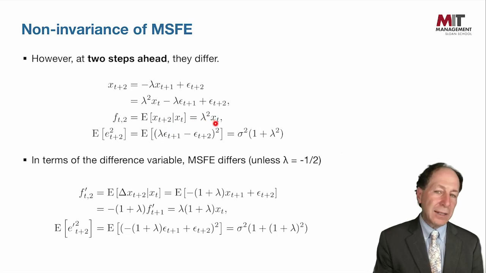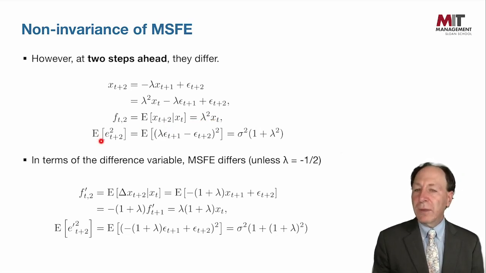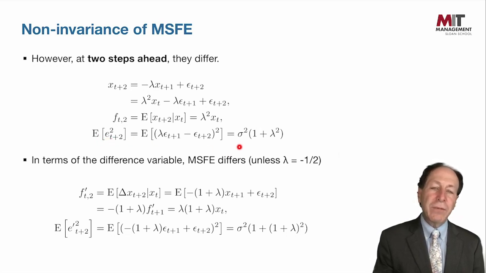We get lambda xt, lambda squared xt, and we compute the mean squared forecast error for the 2 step ahead forecast. And we find that it's equal to lambda squared 1 plus lambda squared, sigma squared times 1 plus lambda squared. And you should check and rederive this yourself.